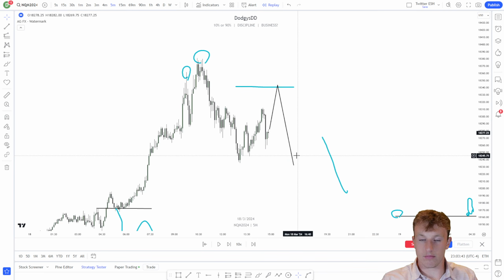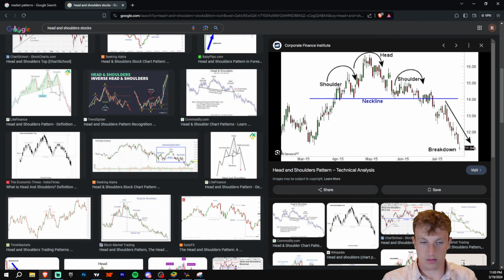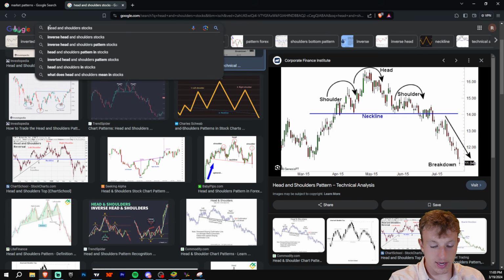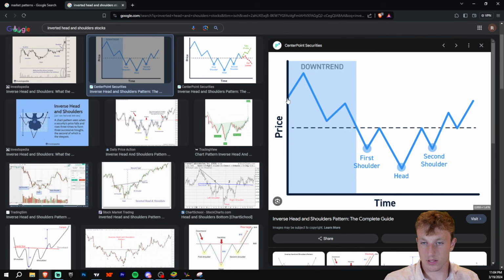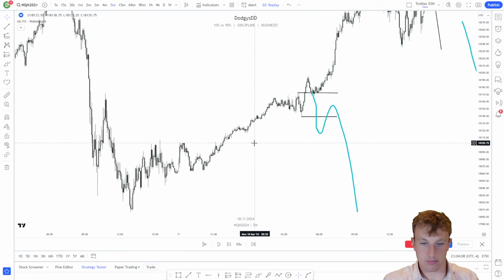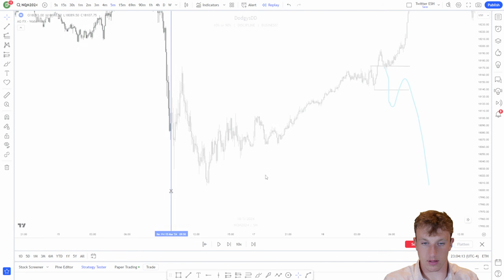Now, not only can you use head and shoulders, you can also use the opposite. So what if I flip this picture around? It's called an inverted head and shoulders, and it's just another reversal pattern. So if we invert it, it just looks something like this. Downtrend, downtrend, first shoulder, head here, second shoulder. All right. So an example would be something like this.